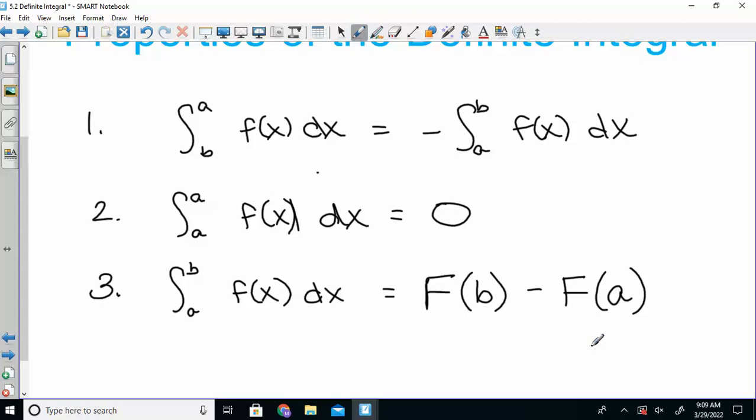Okay? It works, but a result of that is we could just find the antiderivative of the function and plug the lower and upper limits in. So you plug in your ending point, you get an answer, you plug in your beginning point, you get an answer, and subtract those. And that will give you the true area under the curve.